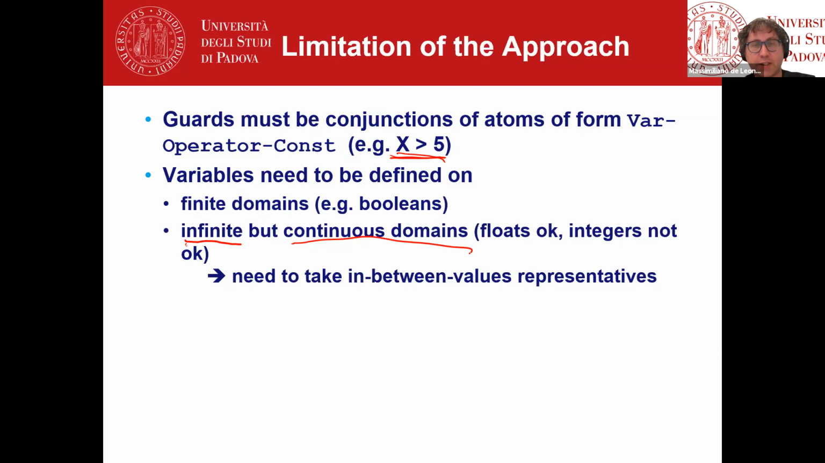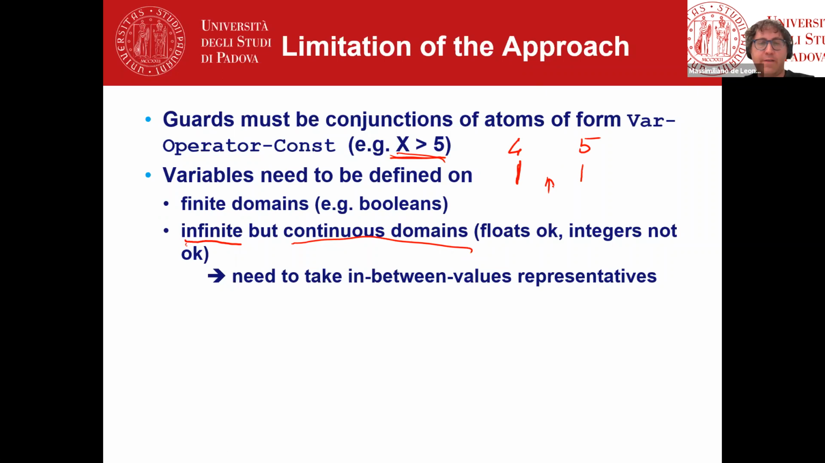For example, integers are not possible in our approach, because if I have to take a value between 4 and 5, of course I cannot take a representative in between, because there is no integer between 4 and 5.